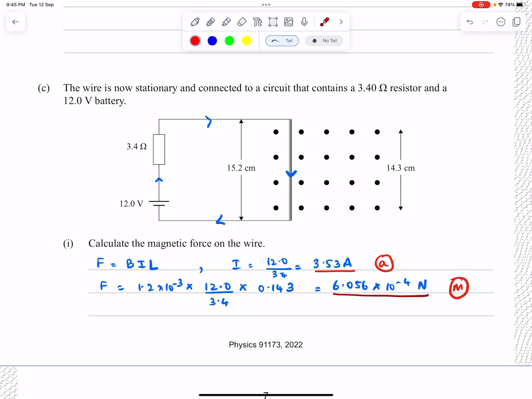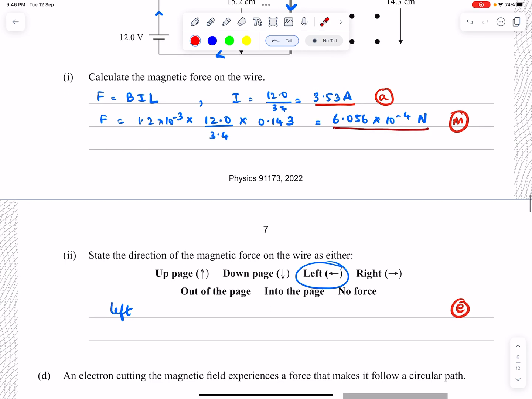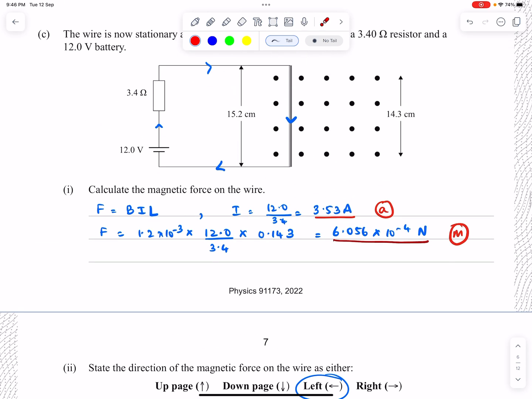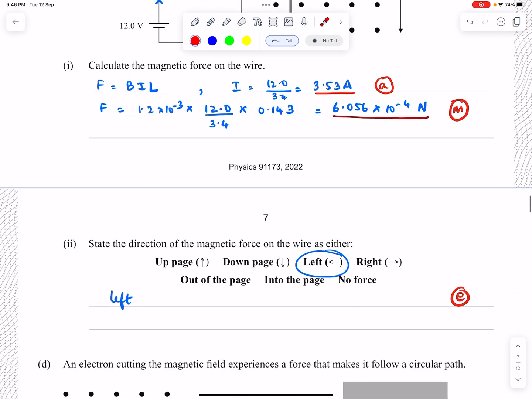F equals BIL. So you've got to get the I, which is equal to V over R. You get 3.53. I just kind of did it in one step, but you can do it separately. So this is the B. That's how you get your I, and there's your L, and you get your force. State the direction of the magnetic force on the wire. Again, when you use your hand rules, you will get the force is to the left.